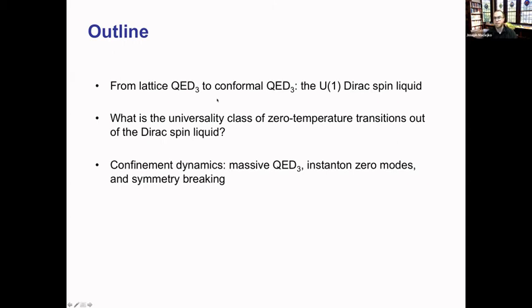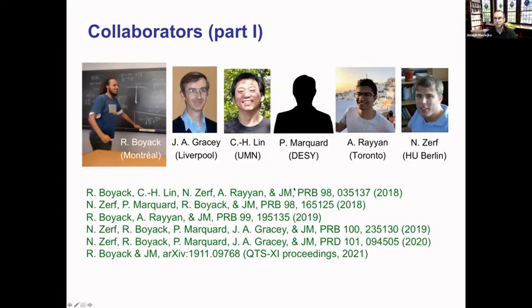So in this case, we won't discuss monopole operators. And then in the latter part of the talk, which will be a bit shorter, I'll try to argue that in the case of QED3 with massive fermions, we find that monopoles, or instantons of the spacetime picture, can lead to interesting symmetry breaking effects.